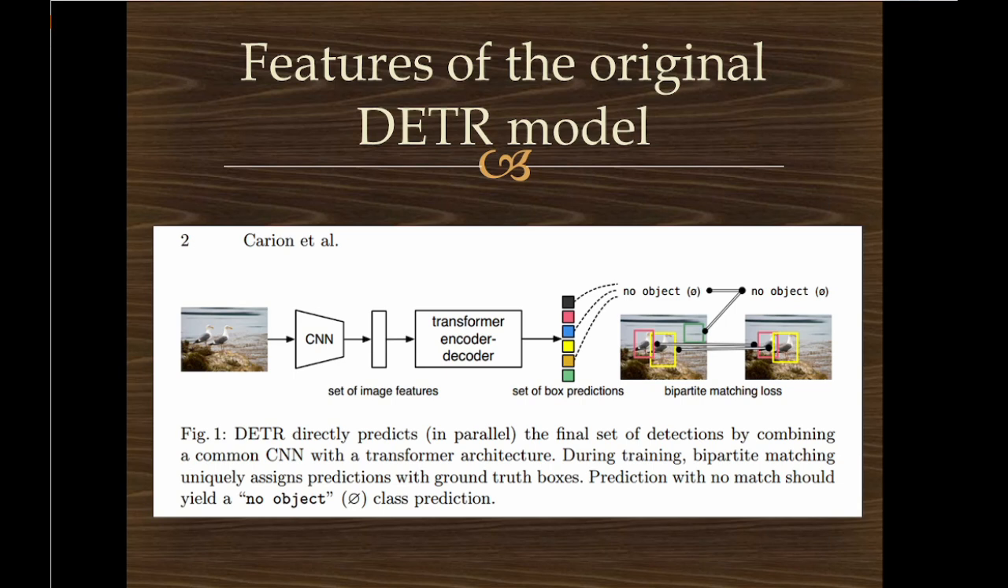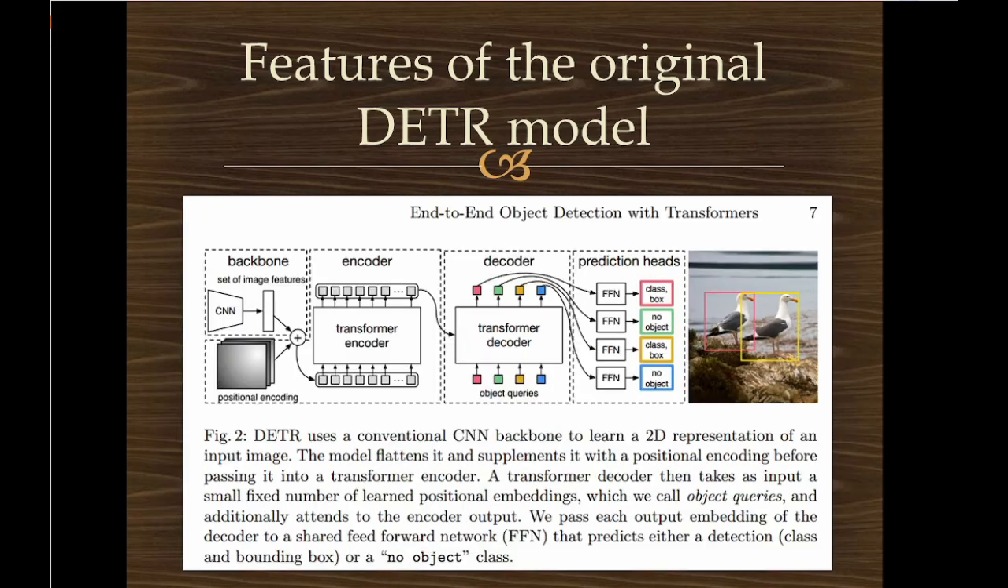DETR directly predicts the final set of detections by combining a common convolutional neural network with a transformer architecture. During training, bipartite matching uniquely assigns predictions with ground truth boxes. Predictions with no match should yield a no object, empty class prediction.